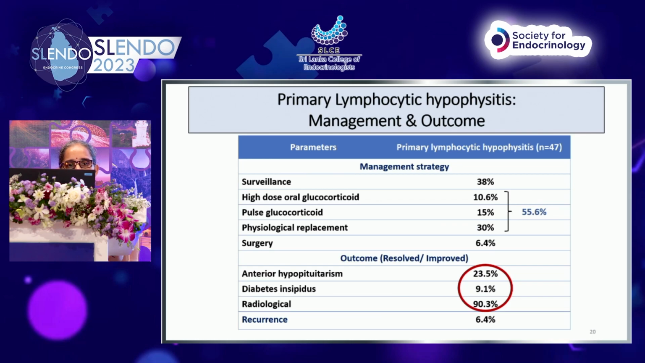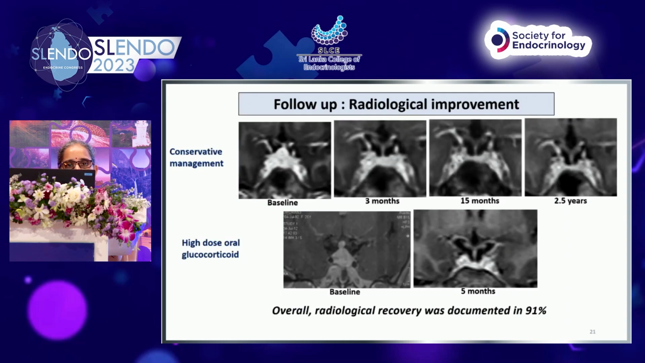Most of our patients were managed conservatively, either with replacement dose of steroids or just conservative management based on the symptoms. And high-dose glucocorticoids were administered only in about 25%. Despite that, 90% had good radiological improvement, and anterior pituitary hormonal function recovered in about 23%. So these are some of the patients who were managed conservatively as well as high-dose glucocorticoids. Both showed significant radiological improvement in due course.